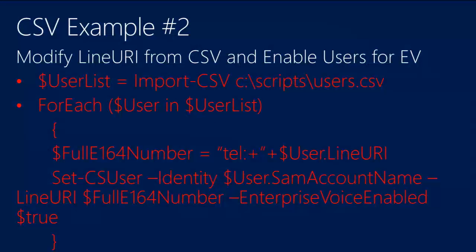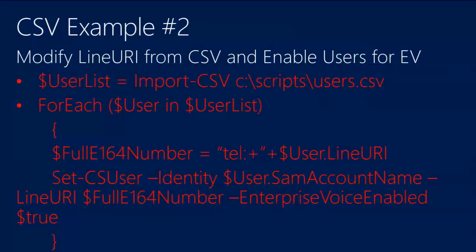So when we run that as part of our for each loop, for each user, we add the tel colon plus to their phone number that we've got from the AD team. And now we're setting a full E164 number as we run through the loop each time.